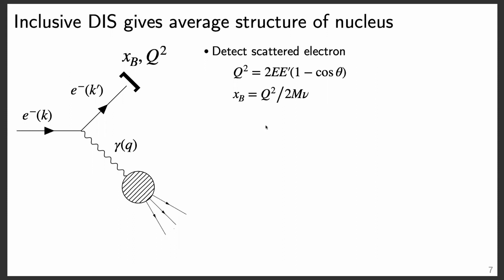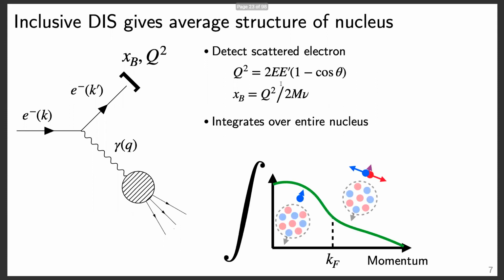And then you have the dynamic part, which is X Bjorken, which describes the momentum fraction of the quark that took place in the scattering event. The limitations of this, though, are that first of all, you're integrating over the entire nucleus. You're scattering off of all the neutrons, all the protons. You don't know which one you're scattering off of on an event by event basis. You're also integrating over the entire nuclear wave function. You're scattering off of low momentum nucleons and high momentum nucleons. And so you're getting a very average picture.